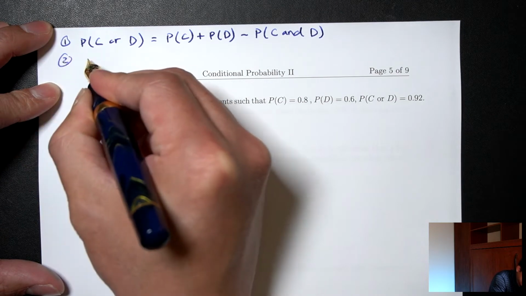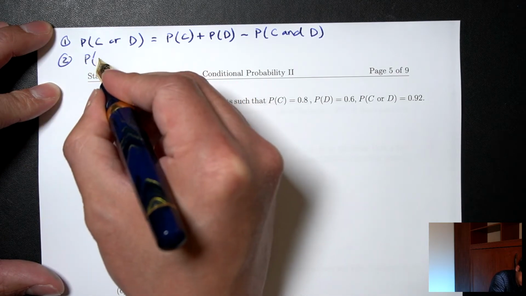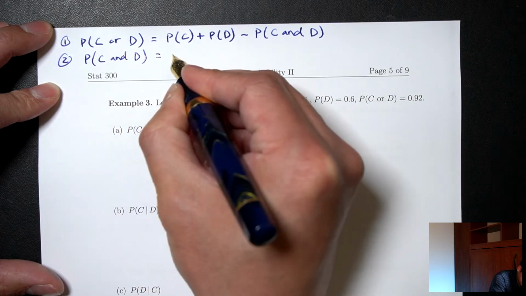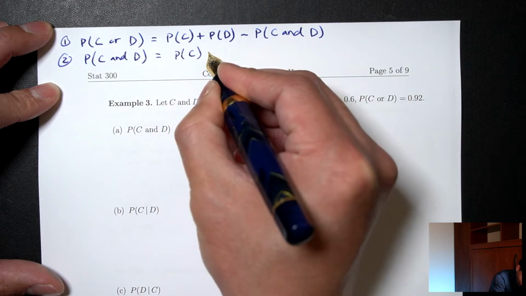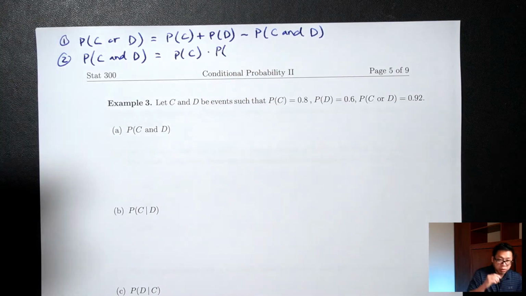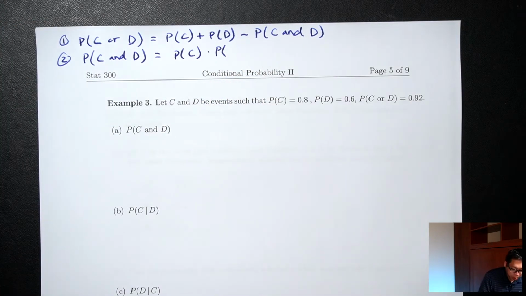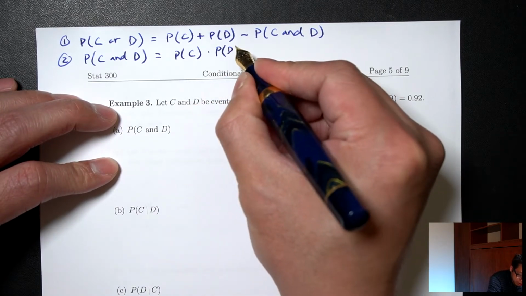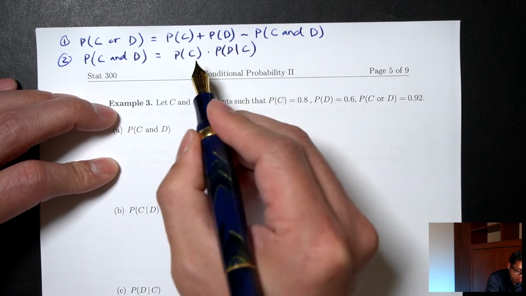Okay, the second one will be the multiplication rule. So that's probability of C and D is equal to the probability of C times the probability of, make sure you get the right order here. The way I remember it is that it's going to alternate. So C, D given C. Okay, so C, D, C.